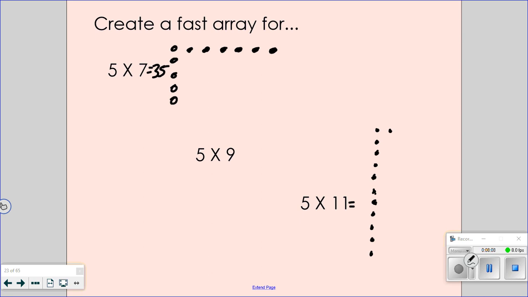So even though mine has 11 going down, if yours has 11 going across, it's still going to be our same total. It just might look a little different around. Yes. I might skip count with my karate chops now going across.